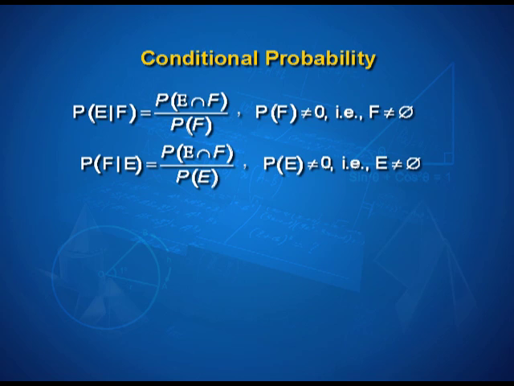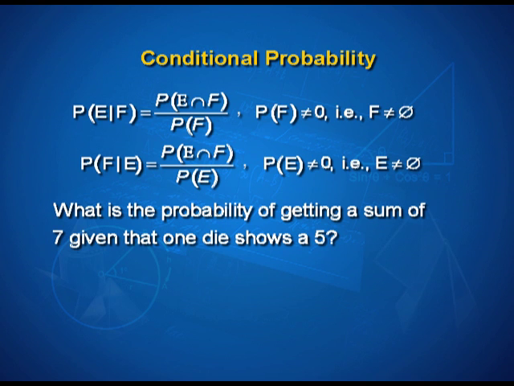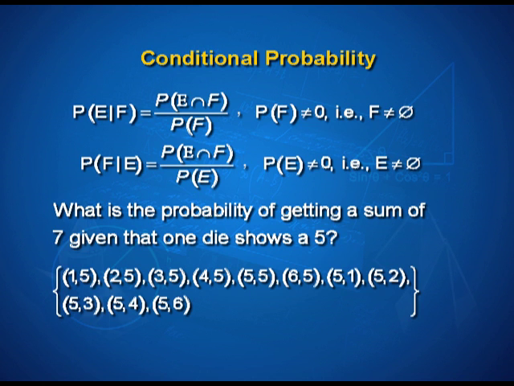In a situation like this, where it says what is the probability of getting a sum of 7 given that one die shows a 5, an example that we discussed earlier as well. If I know that one die shows a 5, then these are the 11 possible outcomes. Out of these 11, there are 2 cases in which a sum of 7 is also satisfied. So, these are the 2 possible outcomes in which both conditions E and F are being satisfied.